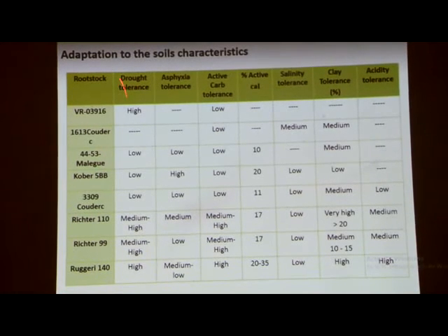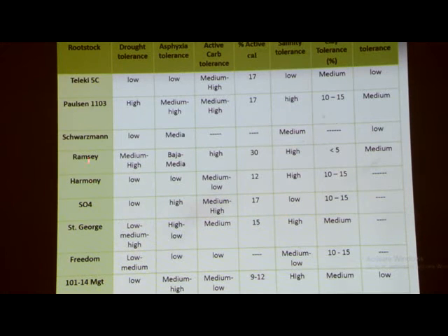So we talk about drought tolerance, Richter, Ruggeri with very deep root system, different tolerance to carbonates and salinity, but the ones we use, Harmony and Ramsey, are classified as very high salinity tolerance. Can you go up, please?